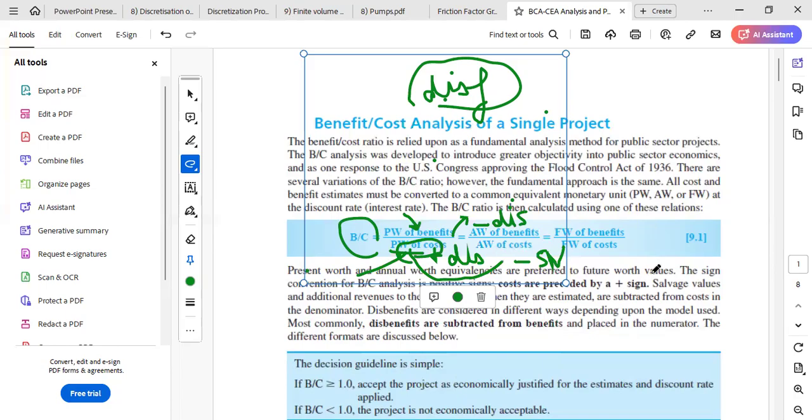Okay. So now, in all cases, whether you consider them in the numerator or denominator, the decision guideline is really simple, and wherever you put these terms, this will not affect your decision. If B over C is larger than 1, you can accept the project, it's economically justified for the estimates and discount rate applied, while if B over C is smaller than 1, then you can consider that your project is not economically acceptable.